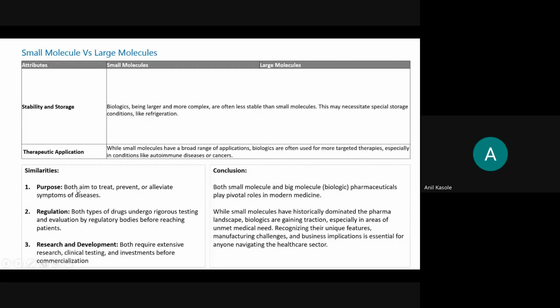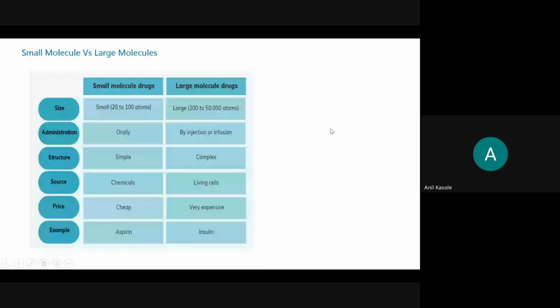Another summary. Both small and large molecules aim to treat and prevent the relative symptoms of the disease, right? Regulatory is the same. Research and development again depends on what small or large molecules they want to make. And storage is either a cold room to maintain those products at -2 degrees Celsius, -10 degrees Celsius, -15 degrees Celsius. They're different according to the nature of the product. Okay, but this is just a high-level difference.